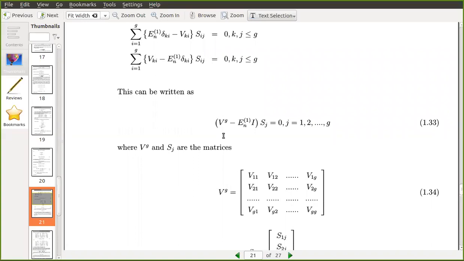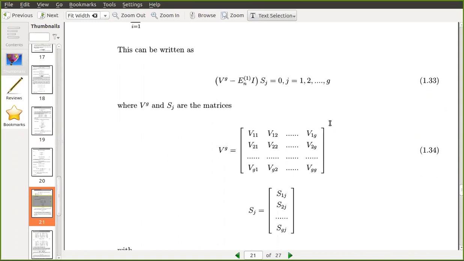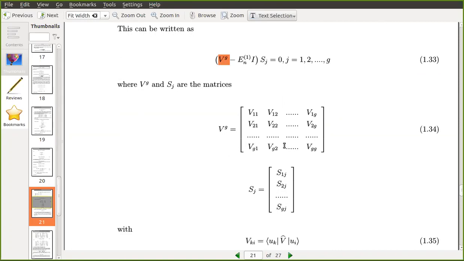You can write this one as V^G. So there is no summation, already this is a matrix. V^G is a matrix minus E_n^(1) into I, the unit matrix. Then S_j equal to 0, where j equals 1, 2, etc. up to G. Here V^G and S_j are matrices, but V^G is a square matrix, S_j is a column matrix. I told you these are our functions which form the linear combination.